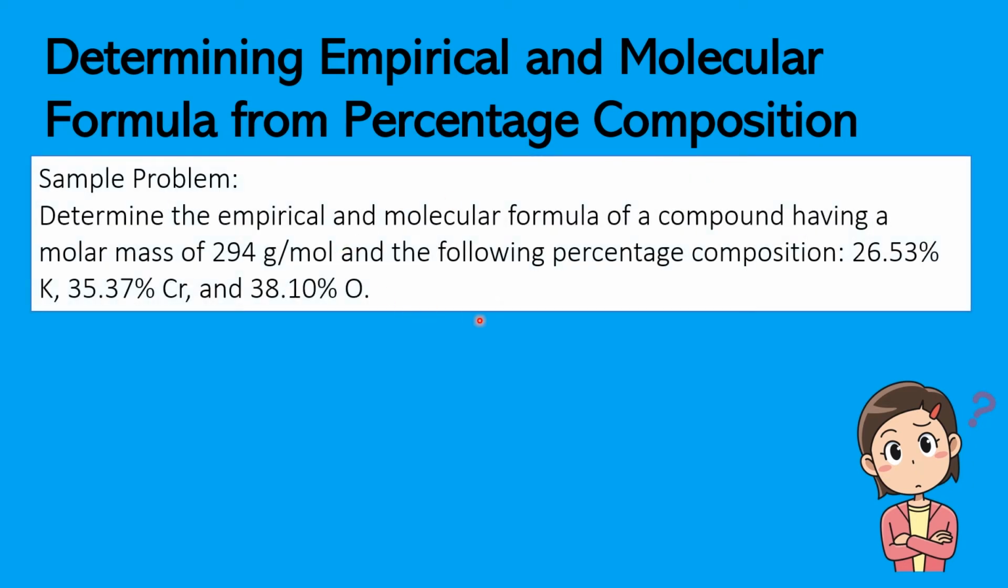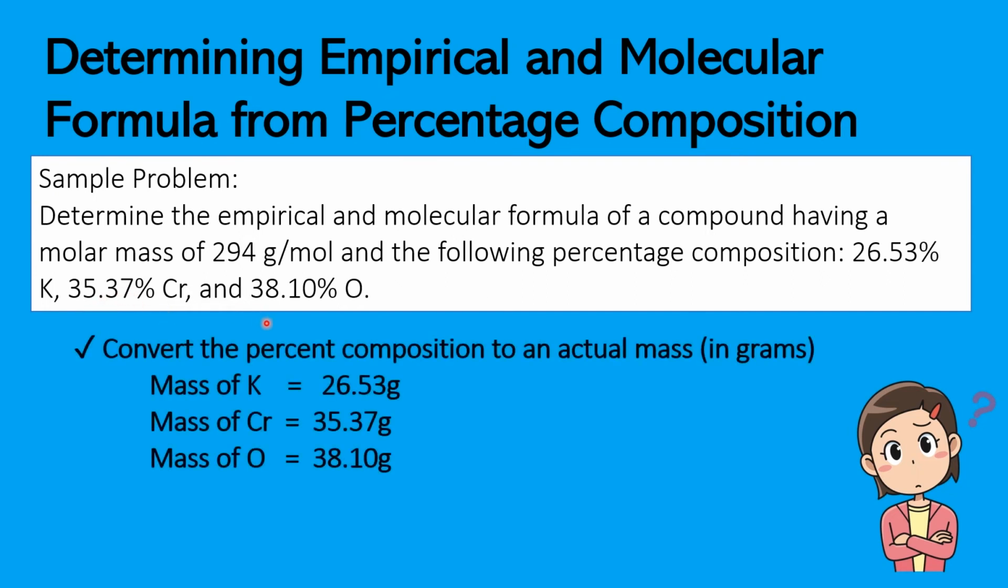So the sample problem is, determine the empirical and molecular formula of a compound having a molar mass of 294 grams per mole, and the following percentage composition: 26.53% for potassium, 35.37% for chromium, and 38.10% of oxygen. First step is to convert the percentage composition to an actual mass in grams.